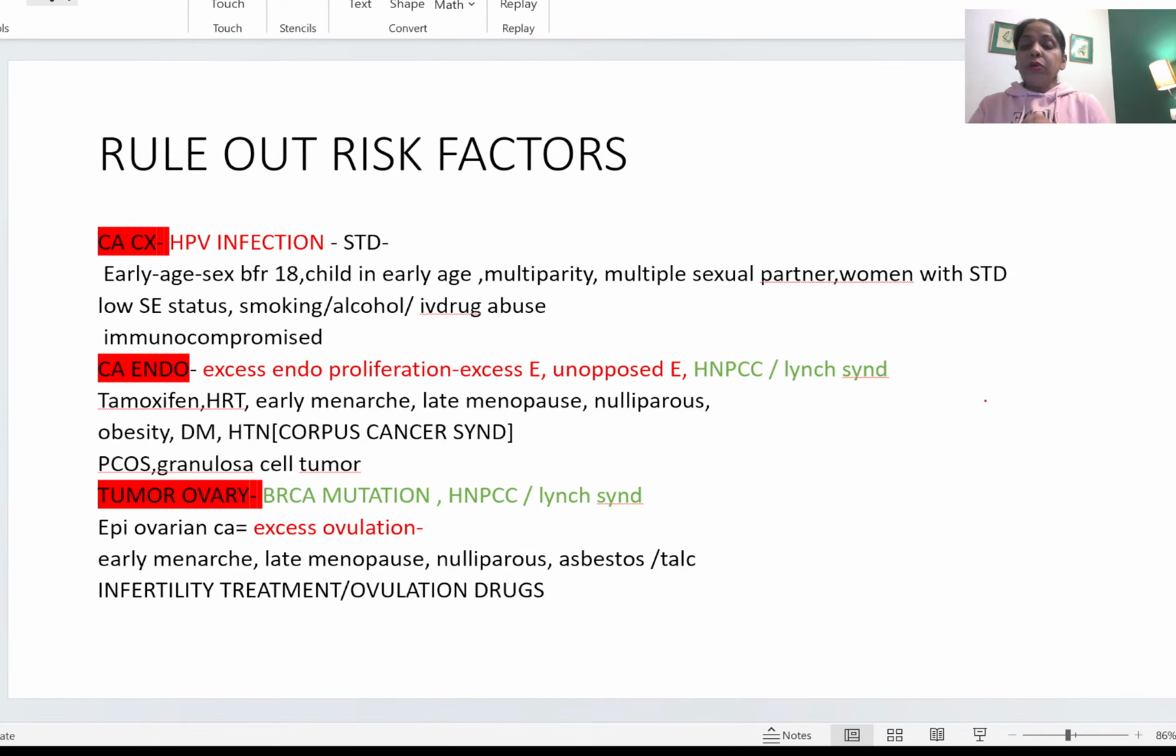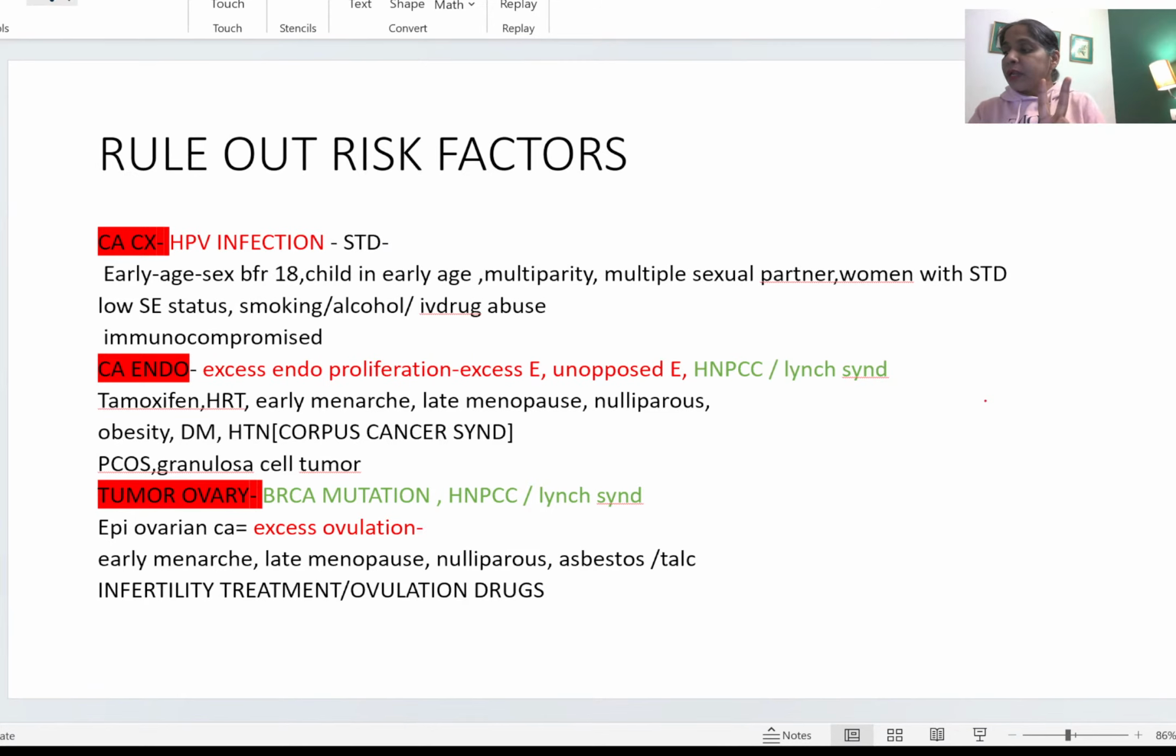Now, these two factors which I will be discussing are quite commonly asked: tamoxifen and HRT. Tamoxifen and HRT are very favorite of examiners. Tamoxifen is a drug which is given in breast cancer. It is anti-estrogenic on breast, but it is estrogenic on endometrium.